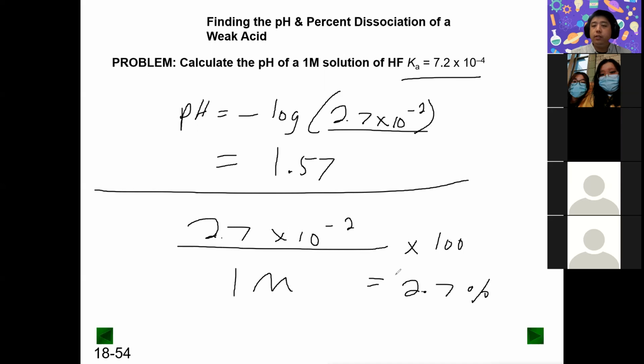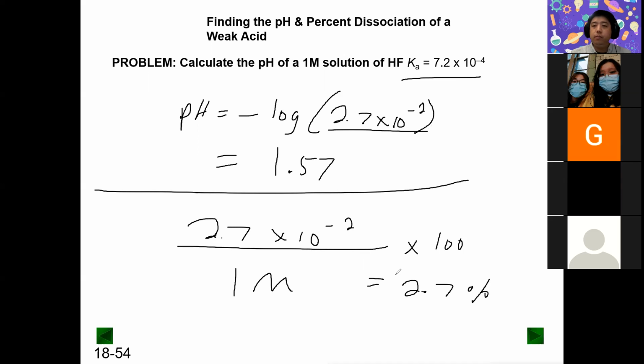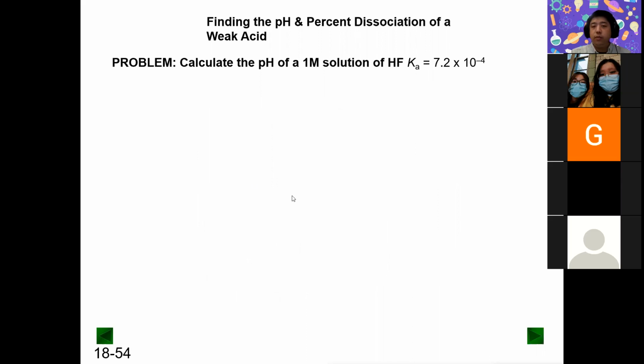Any questions? Yeah, Professor. So basically, to get the percent change, it's just multiplying whatever you get before putting into the log, over 1 times 100, or however many moles. Yeah, over whatever the initial concentration is. Okay. Thank you. Any other questions on this one?